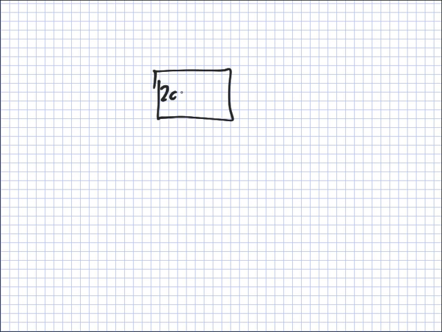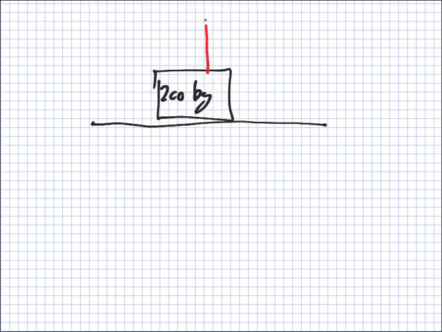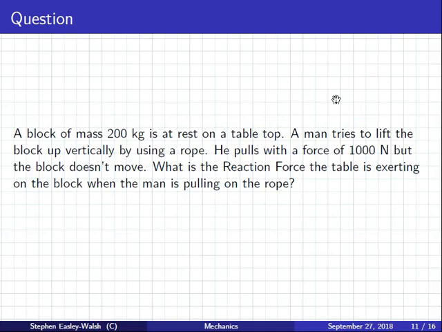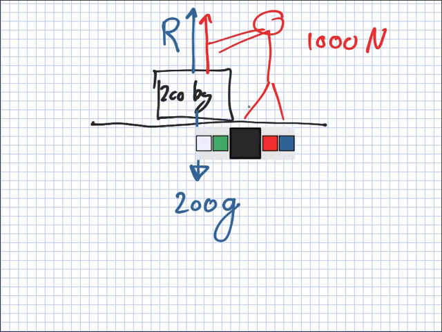Right, now here's a little bit harder. A block of mass 200 kilograms is on top of a table. A man tries to lift the block up by using a rope. He pulls with 1,000 newtons. So here he is, pulling with 1,000 newtons, but the block doesn't move, so he's not strong enough. So there's a force here of 200 g, and there's also a force here from the table called the reaction force. My question for you: I want you to calculate R. Tell me what the R is here.